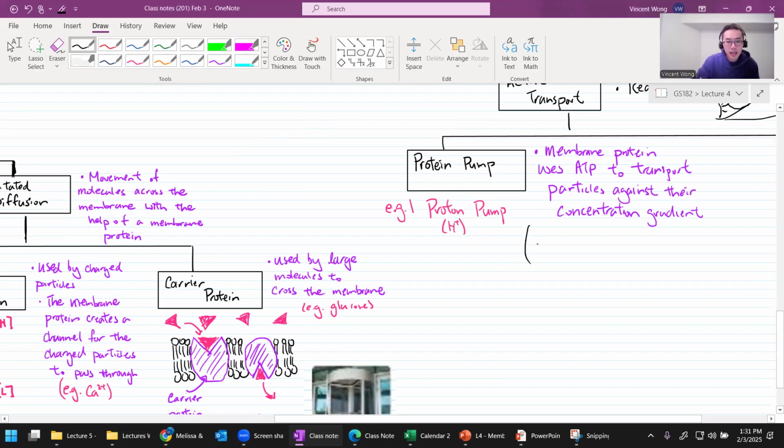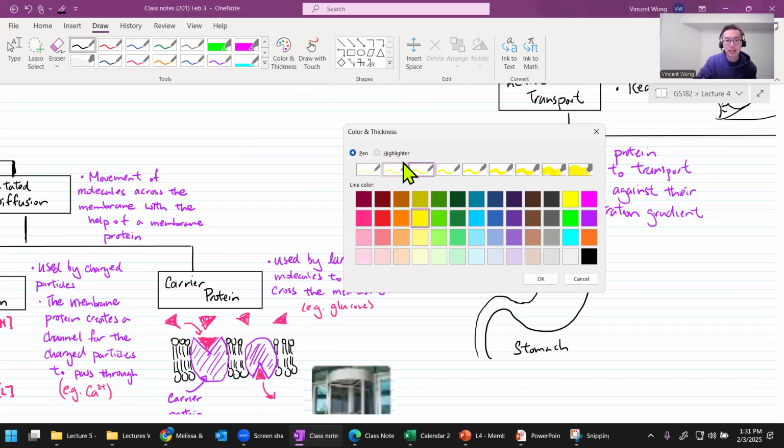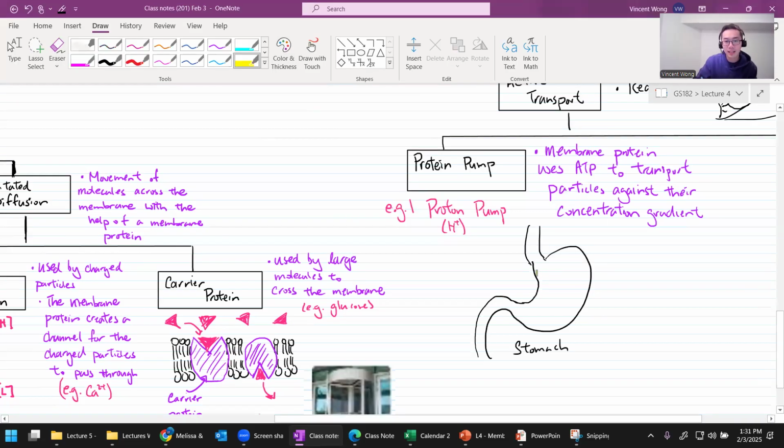So here we have, let's see if you can tell from my amazing drawing skills, what organ is this? Can you guys tell? Stomach. Oh, stomach, thank you. That made me feel better. This is the stomach, and of course you know that the stomach contains acid.